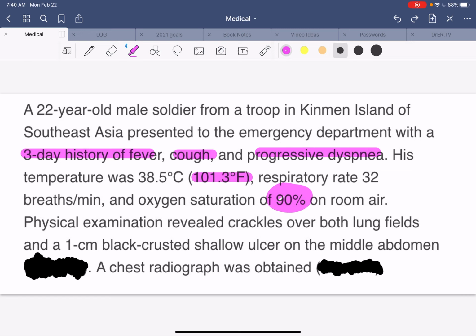Physical examination revealed crackles over both lung fields, and a 1 centimeter black crusted shallow ulcer on the middle of the abdomen.